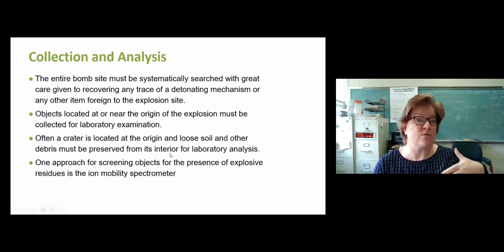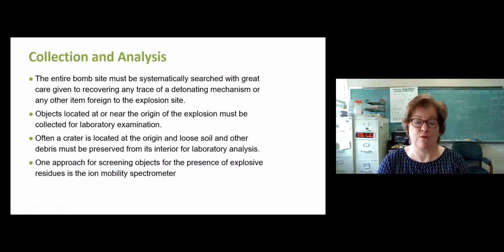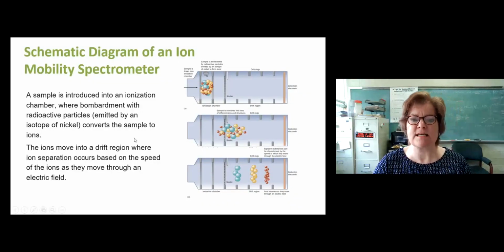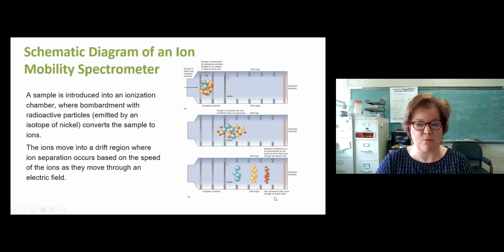We would preserve it in a way similar to how we preserve fire evidence. Another option that we have is using something called an ion mobility spectrometer. This is looking for chemical traces of explosives. It works a little bit like a GC, but a little bit different. The idea is that it still takes in a sample, it's going to ionize it, and then it can separate. So it's still a separation technique.